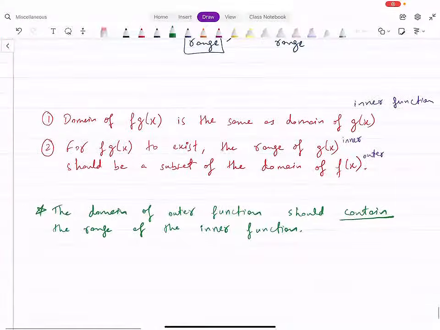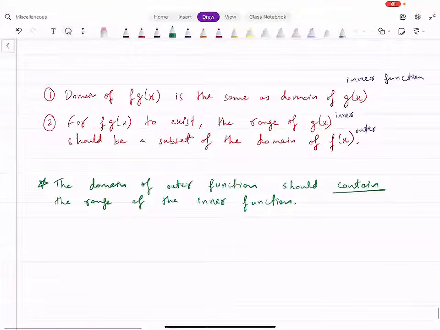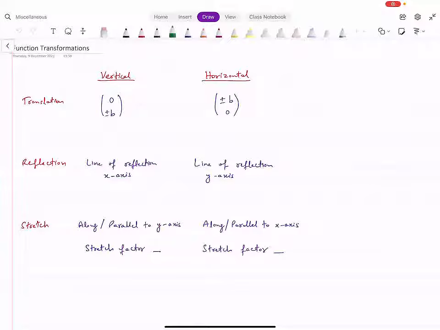It tends to be a bit complex, a bit complicated, so you need to make sure that you have enough practice in this. Next, we've got function transformations. Transformation across three types of transformations: translation, reflection, stretch, vertical or horizontal. So there are total 6 transformations.